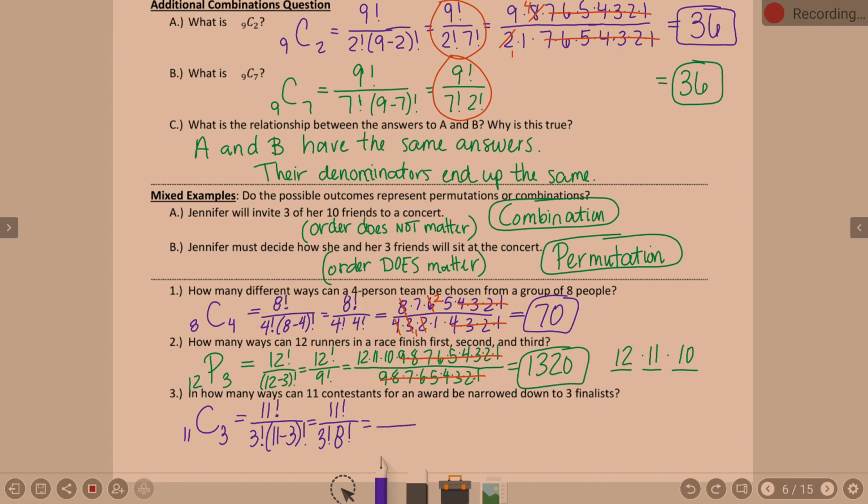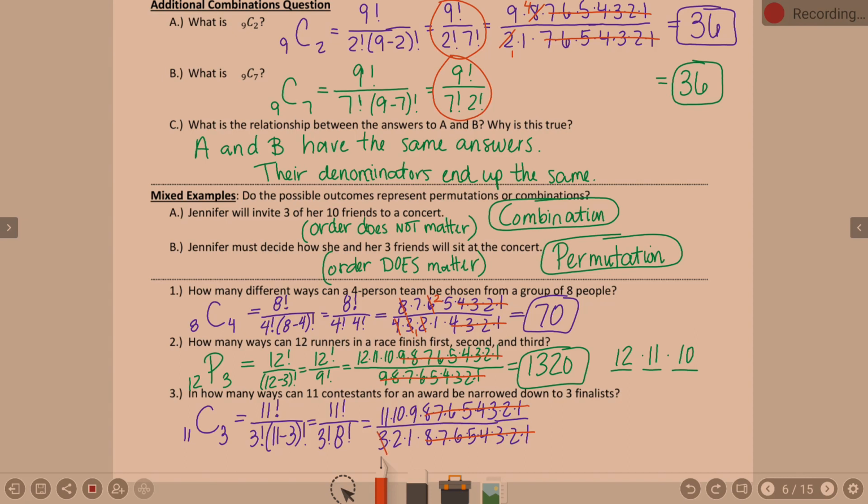Okay, on top, 11, 10, 9, 8, 7, 6, 5, 4, 3, 2, 1. On bottom, 3, 2, 1, and 8, 7, 6, 5, 4, 3, 2, 1. The obvious piece is that, maybe I shouldn't call it obvious, but the 8 through 1 cancels, yes? And, okay, 3 can go with the 9.